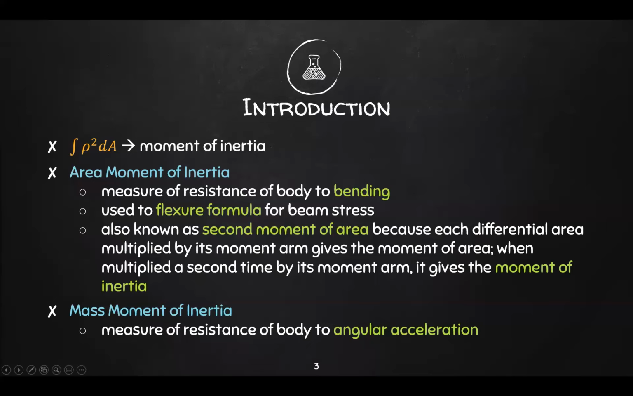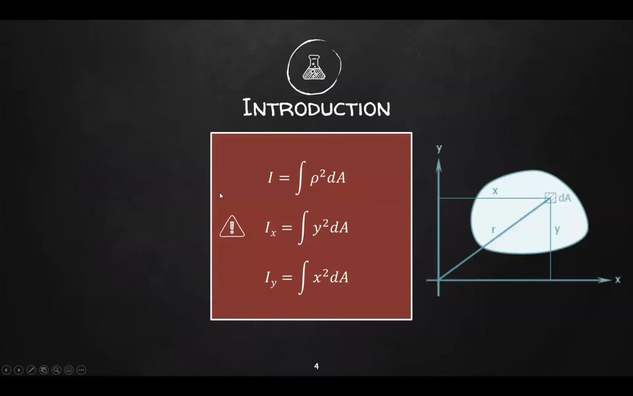So that is the difference. Now, these are our equations. So once again, moment of inertia is denoted by your capital I, and it's equal to the integral of rho squared dA. Now, rho is your perpendicular distance from your reference axis. And similar to your force, moment of a force, you can divide that into components. However, here, instead of taking moment of inertia, we say moment of inertia about a specific axis.